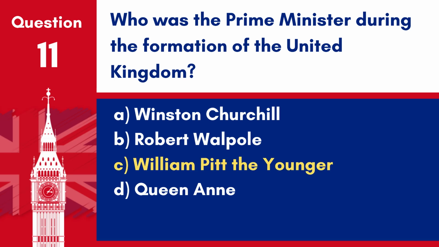Answer: C. William Pitt the Younger. William Pitt the Younger was the Prime Minister during the Acts of Union in 1800, which formally united the kingdoms of Great Britain and Ireland into the United Kingdom.